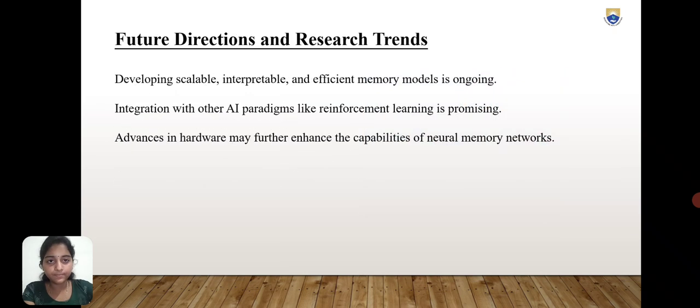Future directions and research trends. Developing scalable, interpretable, and efficient memory models is ongoing. Integration with other AI paradigms like reinforcement learning is promising. Advances in hardware may further enhance the capabilities of neural memory networks.